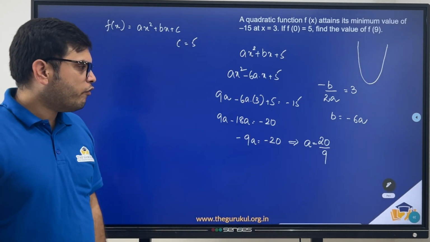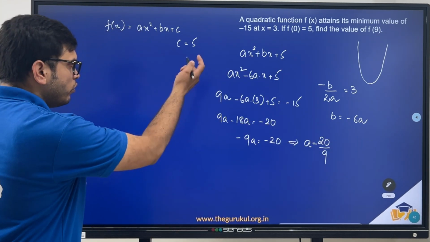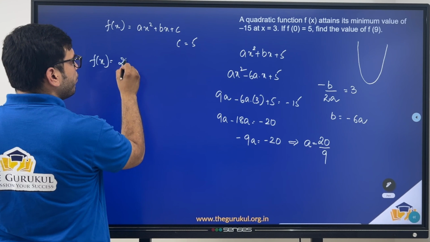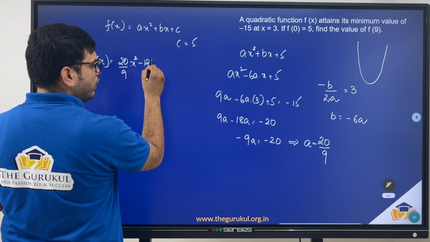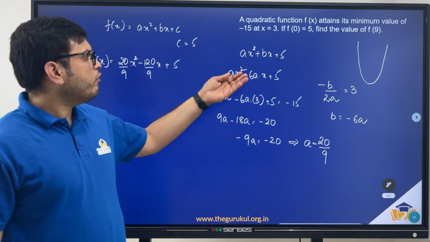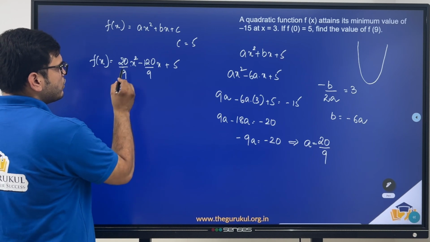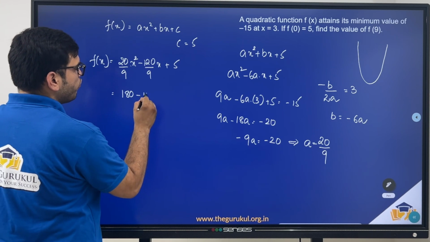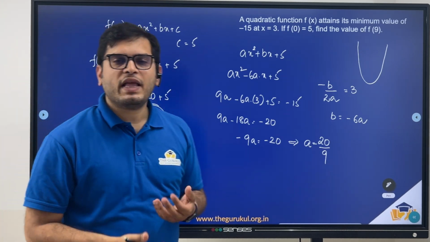Now once we have the value of a is equal to 20 by 9, b will be minus 6 into 20 by 9. So the function f of x looks like 20 by 9 into x square minus 120 by 9 x plus 5. Right. Now we are asked to find the value of f of 9. So let me replace x with 9. So 20 into 9 square by 9, 20 into 9, 180, minus 120 plus 5, 60, 60 plus 5, 65 should be the answer to this question.